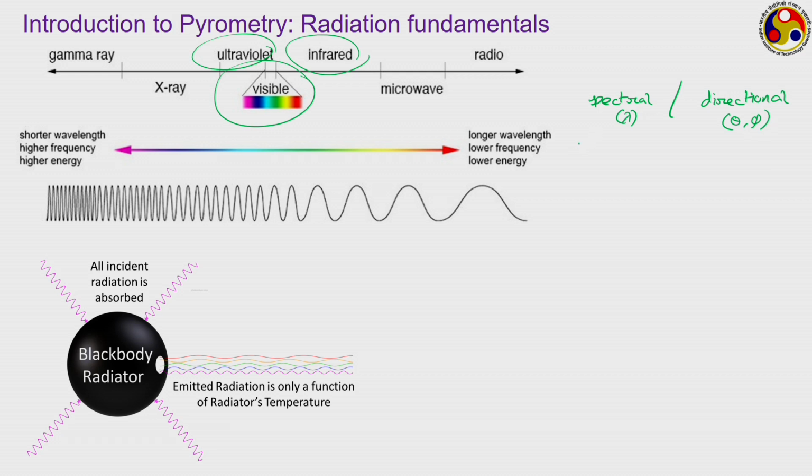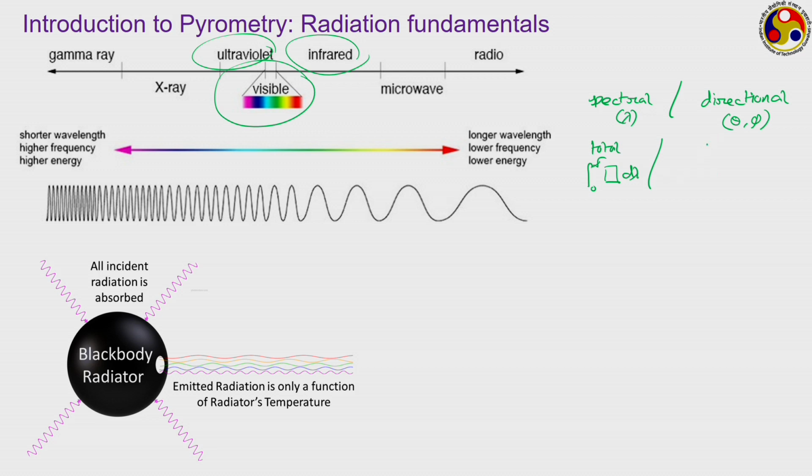In correspondence to spectral, we have another term which is called total. Total refers to integrated over all possible wavelengths from 0 to infinity, as electromagnetic waves can have wavelengths ranging from 0 to infinity. Once we integrate a corresponding spectral quantity over the entire spectrum, what we get is called the total.